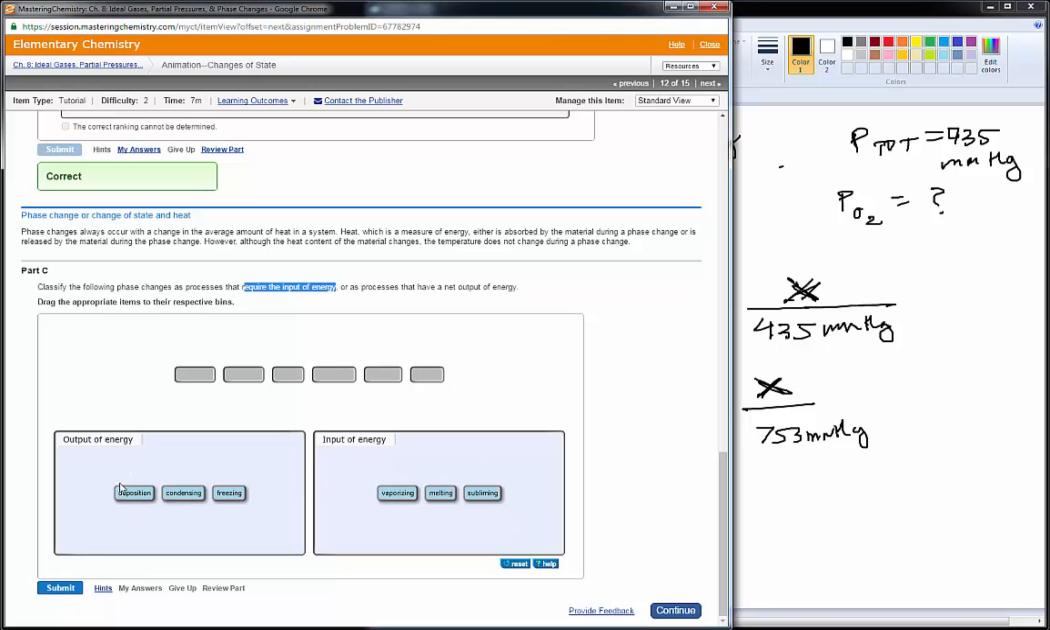Notice that they're opposites, right? If deposition is the output, then subliming is the input, right? That's gas to solid, that's solid to gas. Melting is solid to liquid. Freezing is liquid to solid, so they're opposites. And same thing with vaporizing and condensing.